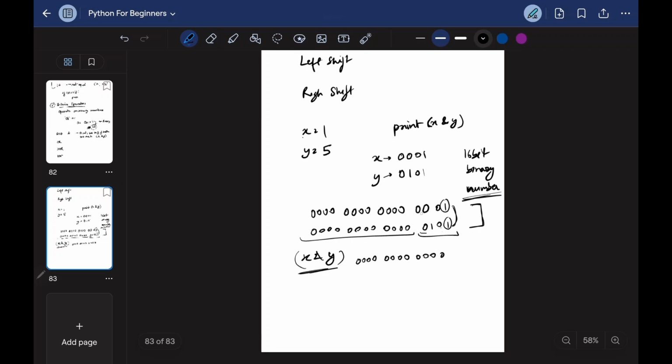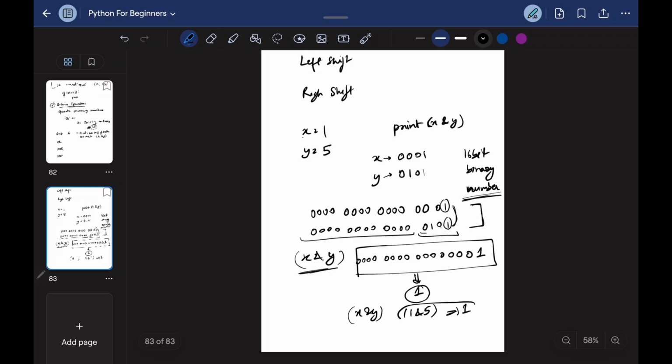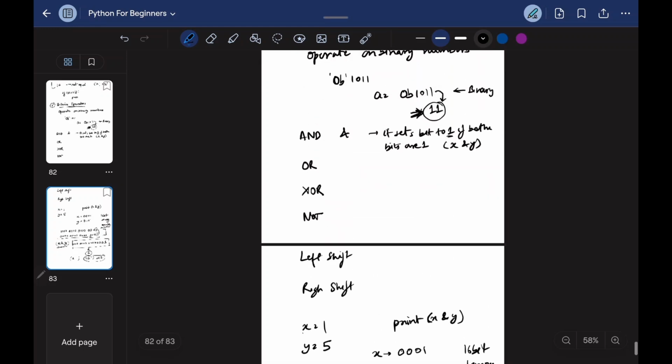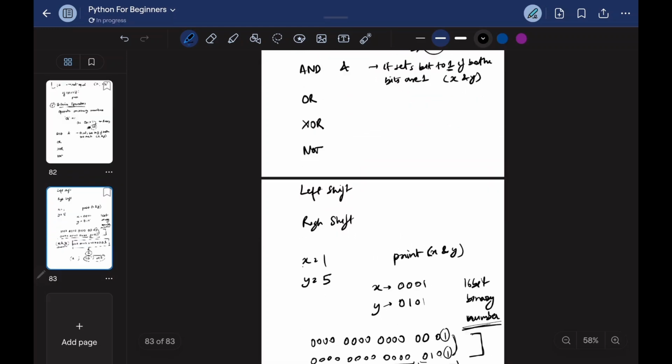Now coming to here, 00 will become 0, 01 will also become 0 because not both of the bits are 1. Then 00 will become 0, and then 11 will become 1. So if you convert this binary to a decimal number, it will come as 1. So for X and Y, where X is 1 and Y is 5, the answer you will get is 1. Now next, moving on to the OR operator.